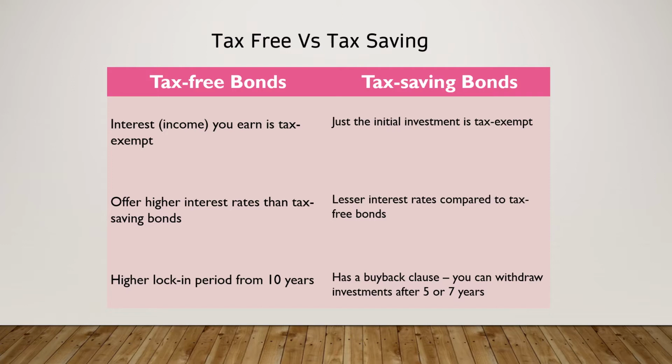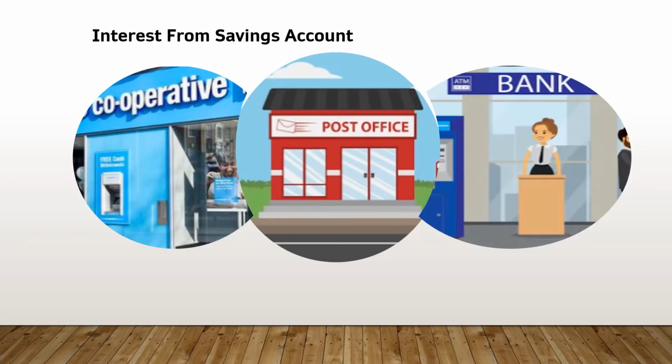Then, tax-free bonds offer higher rates when you compare them with tax-saving bonds because tax-free bonds have a higher lock-in period which starts from 10 years, whereas in case of tax-saving bonds you can withdraw your investment after 5 or 7 years.